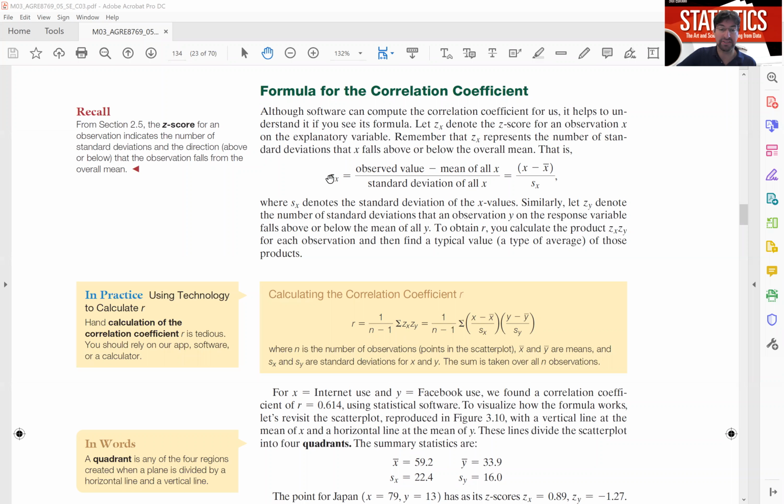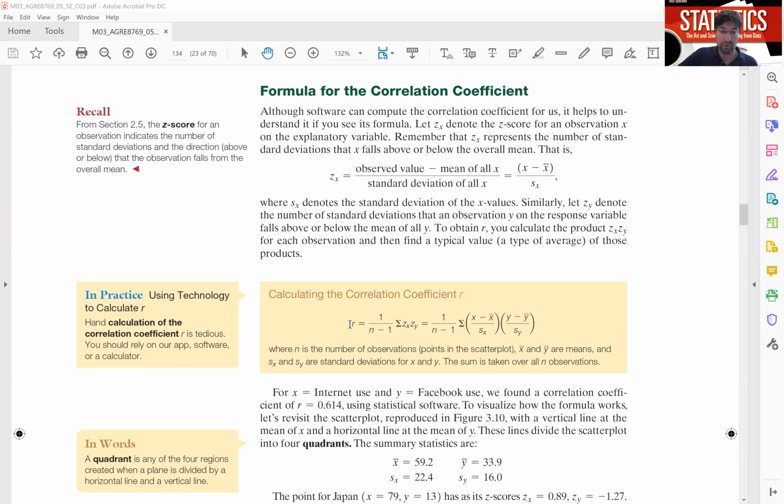For instance, if you get a z-score of -1, that would mean the observed value is 1 standard deviation below the overall mean of the x's, and a z-score of 1.5 would indicate that the observed value falls 1.5 standard deviations above the mean of the x's. We have z-scores for the x variable, and we have z-scores for the y variable.